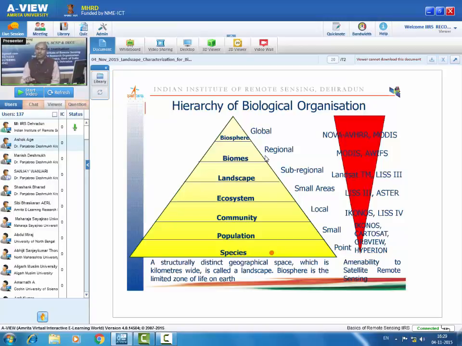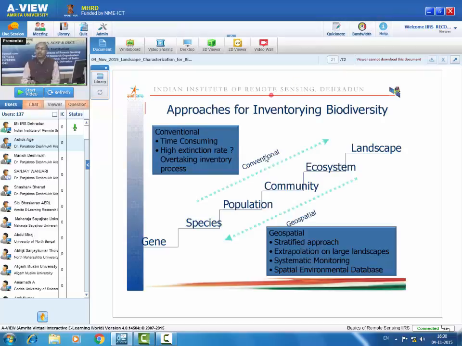I mean, gregarious species can be mapped, but not the scattered trees. It is very difficult because then you need very high spatial resolution and high spectral resolution also. So that's the area where remote sensing is helping us.